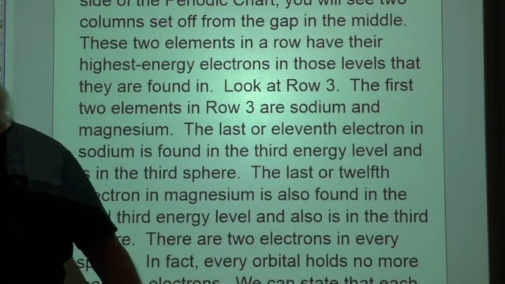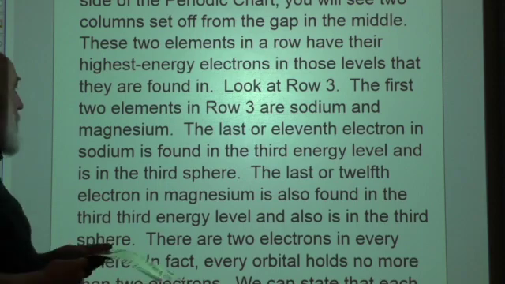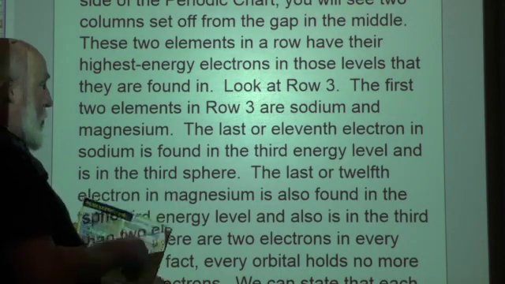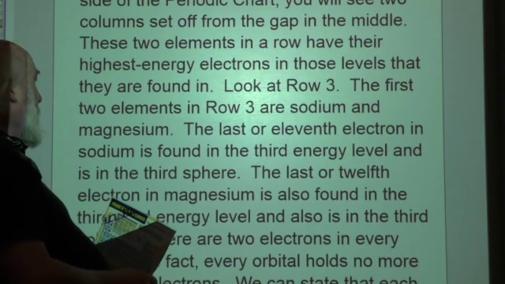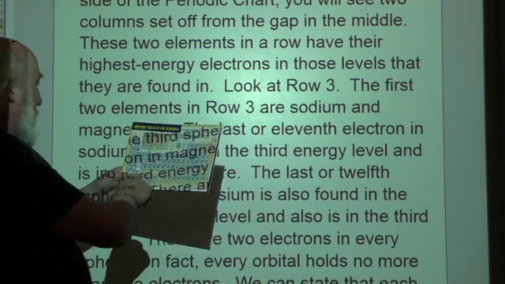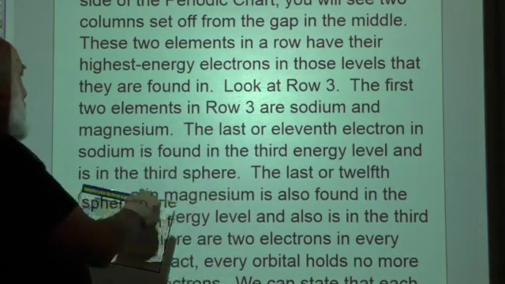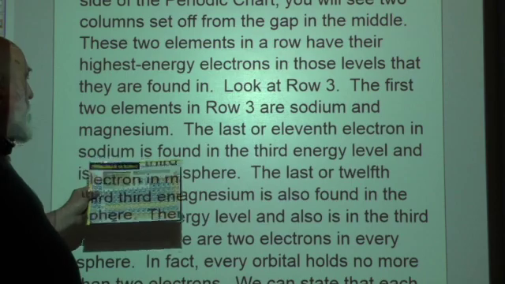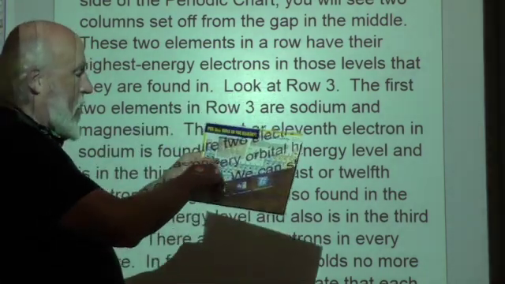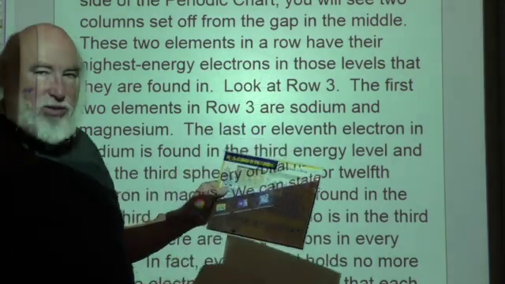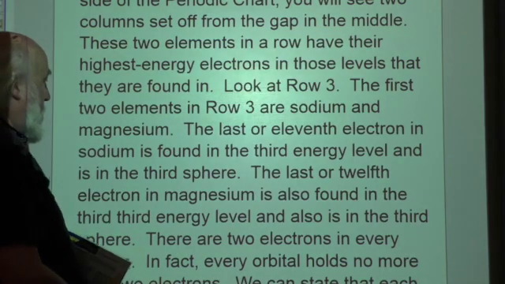So we take a look at row 3 in the third sphere. We'll get to that in just a minute here. That means that in row 3 we have potassium and calcium, sodium and magnesium. And that means that the last electron, the highest energy electron, is found in the s's, in the spheres. Okay?